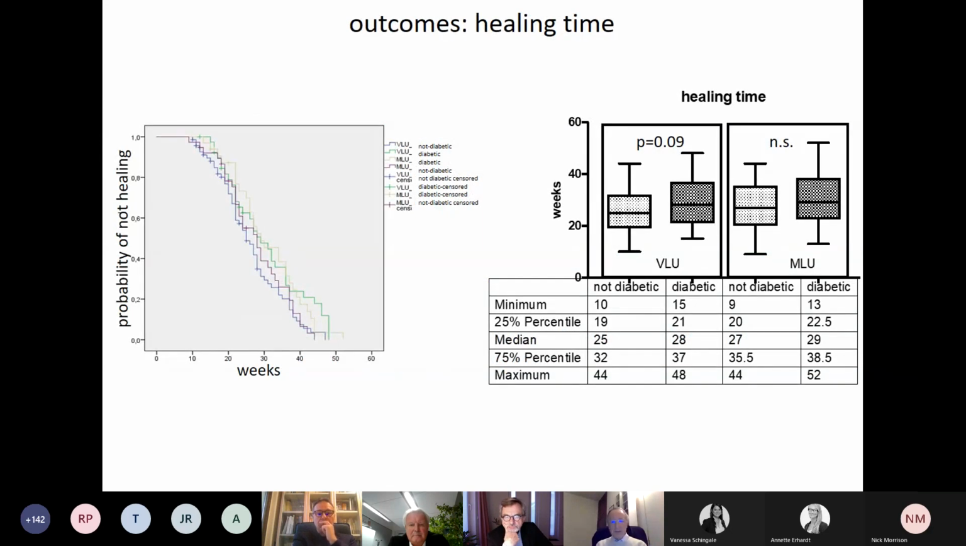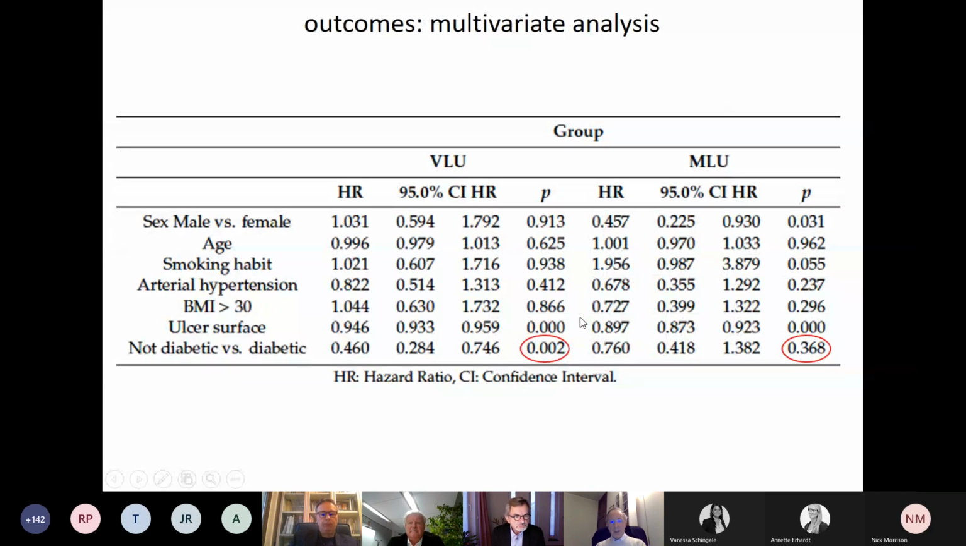You see that in venous leg ulcer, there is a delay in diabetic patients compared to non-diabetic. In the case of venous leg ulcer, the difference was statistically significant, even if in terms of weeks there is no huge delay, just 3 weeks of difference, but this difference was statistically significant. In patients with mixed leg ulceration, there is also a delay in diabetic patients, 2 weeks, but the difference in this case was not significant. You see also the survival curves here showing what is clearly reported in this part of the slide.